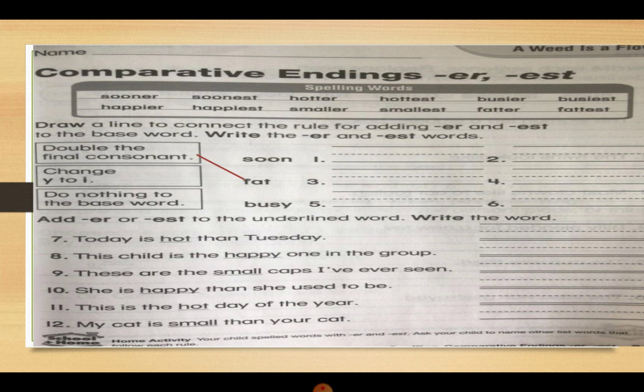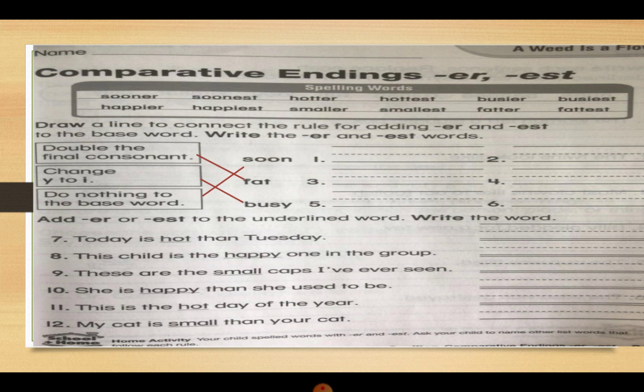The first one, double the final consonant. Which one do we double the final consonant? Soon or fat or busy? Very well. Fat. Which one do we change Y into I? Soon or busy? Yeah, busy. And the last one, we do nothing to the base word. Soon. We do nothing to the base word.